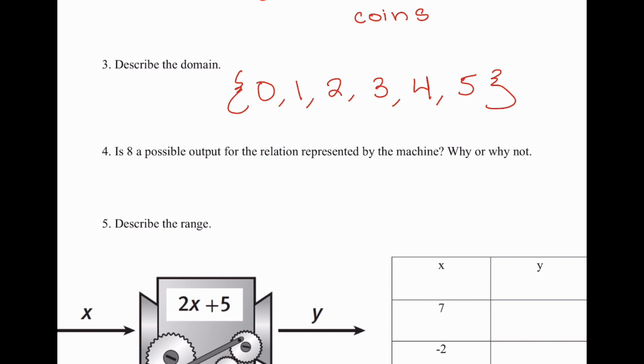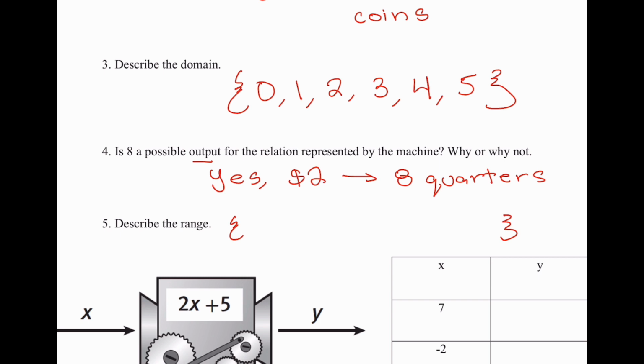Now we're asked questions about the output. Is 8 a possible output for the relation? This is asking, is it possible for me to get 8 quarters? So think about, is there a dollar amount that I can put in to get 8 quarters? And the answer is yes. If I put in $2, that would give me 8 quarters. And so our range are multiples of 4.